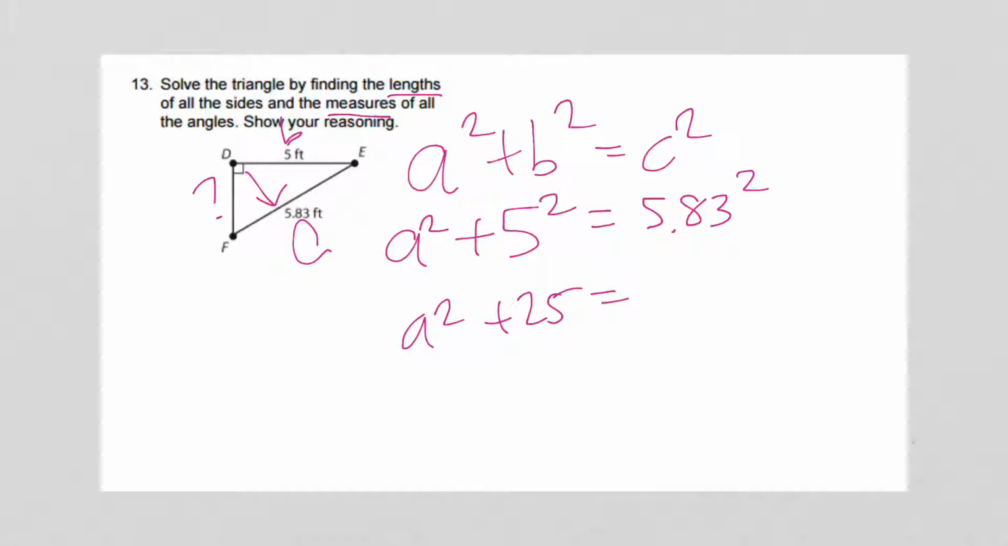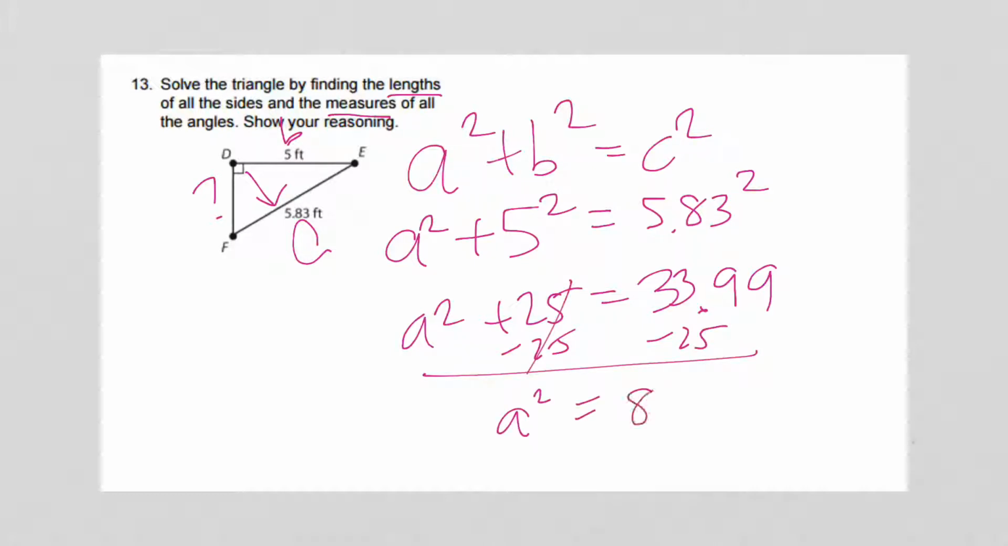5.83 squared is equal to 33.99. And when you're trying to solve for your A value, you're going to subtract 25 from both sides of your equation, and you get A squared is equal to 8.99. For easy math, I'm just going to say it's 9. So when you take the square root of A squared, you're going to get approximately 3.